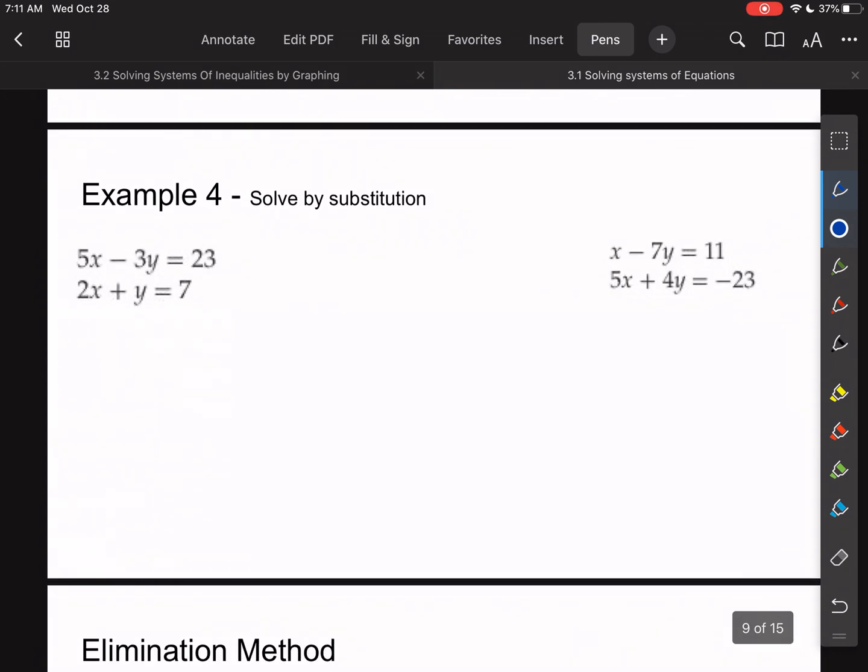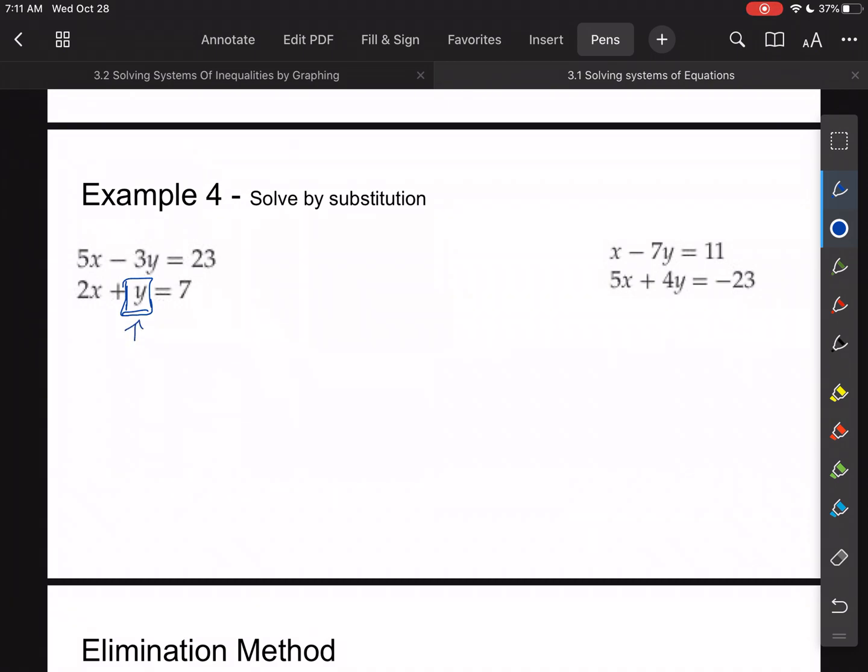Substitution. Typically, the reason that you would use substitution is if you have a variable by itself. Otherwise, you're probably going to be looking to eliminate. Most students prefer to eliminate versus substitute, and that's okay, but you do need to learn both. What I like to do is always find the easiest thing to solve for. Typically, that is a variable by itself, and in this case, it is this y.